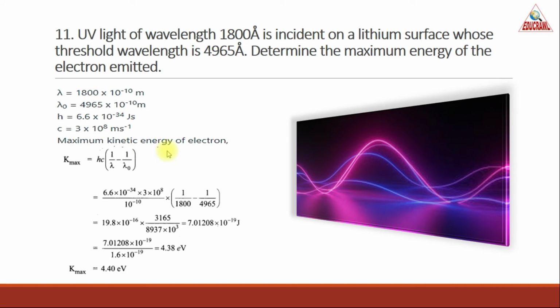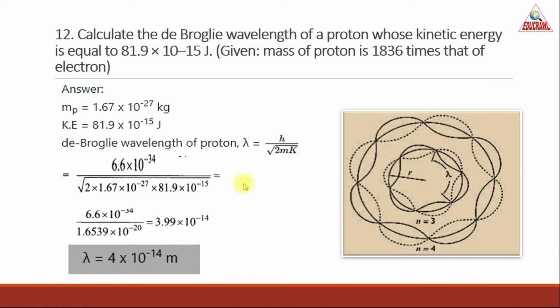We are supposed to find the maximum kinetic energy. Maximum kinetic energy, which is K max, is given by hc into 1 by lambda minus 1 by lambda naught, where lambda naught is the threshold wavelength. So substituting the given values in this formula and simplifying, we get K max as 4.40 electron volt, which is the maximum kinetic energy.